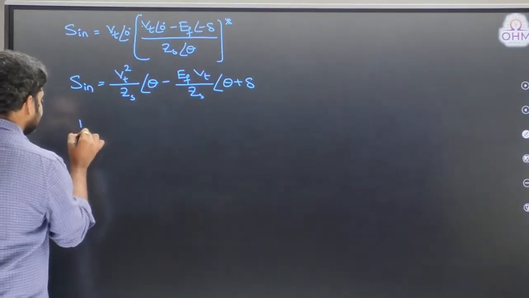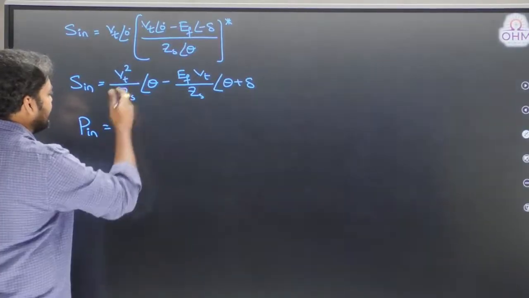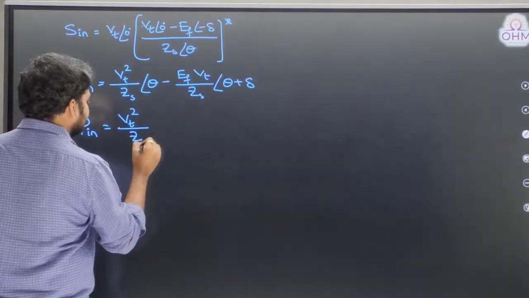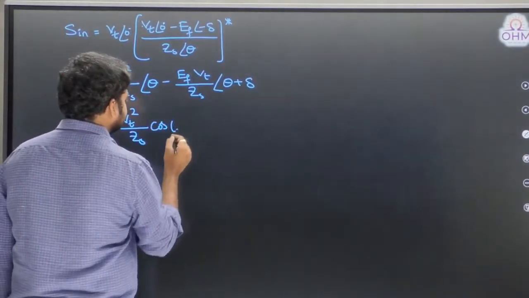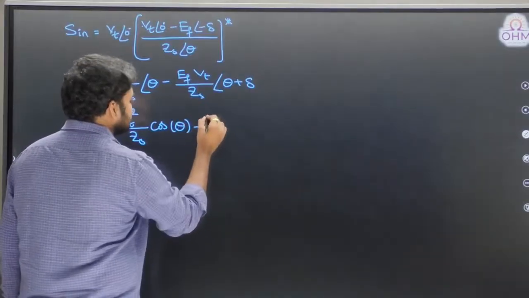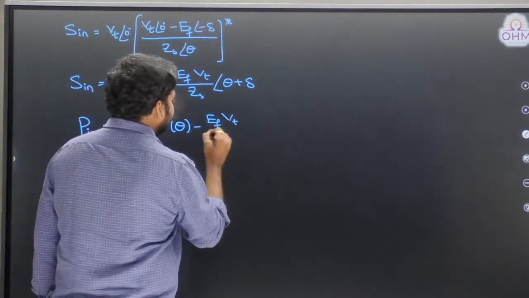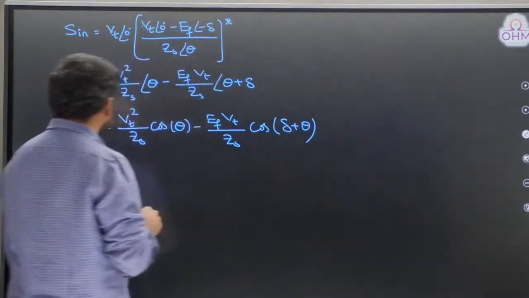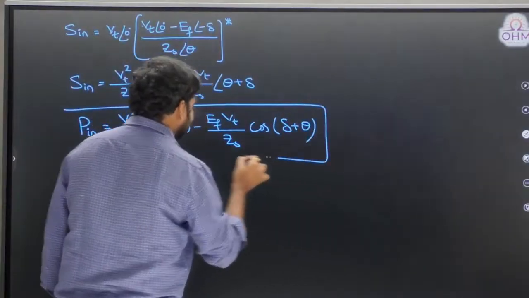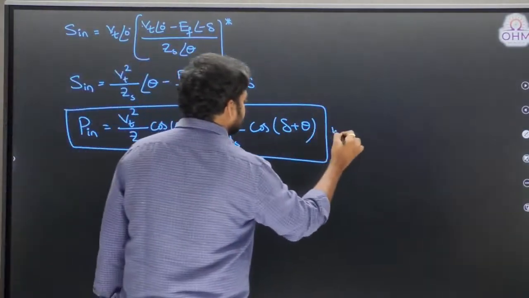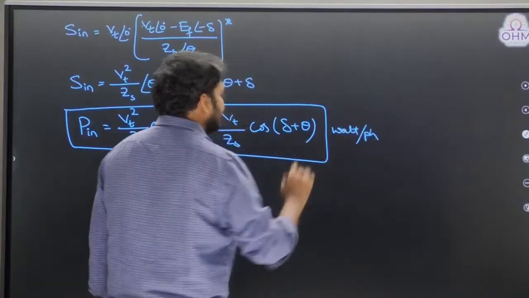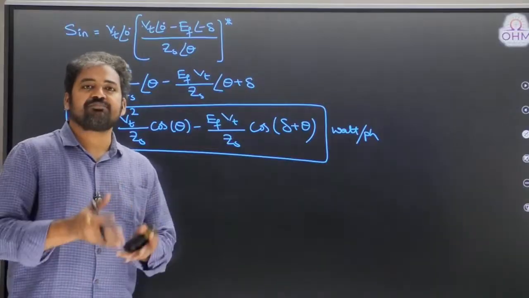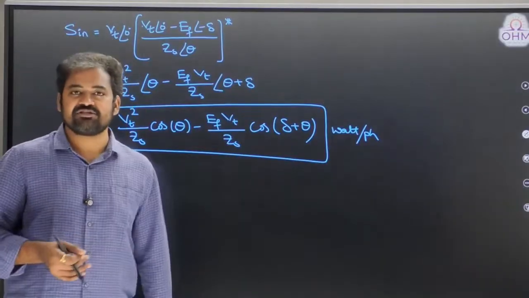So therefore, active power input will be the real part. Real part means cos terms, right? So Vt square by Zs cos theta, minus Ef into Vt by Zs cos of delta plus theta. This is the active power input of this alternator. Remember, the answer is watt per phase. If you want a 3-phase input active power, you multiply the equation with 3. If you want per unit quantities, no need to multiply with 3.